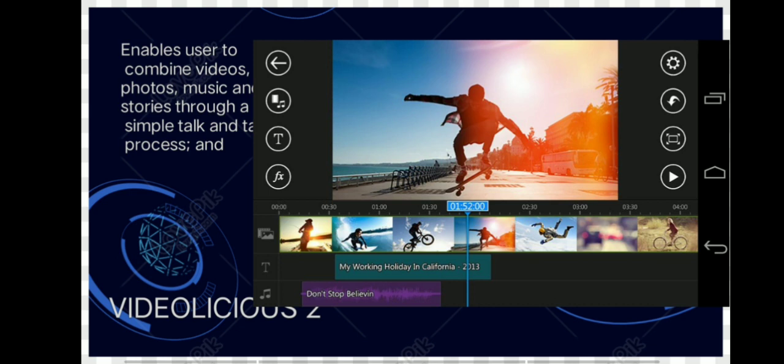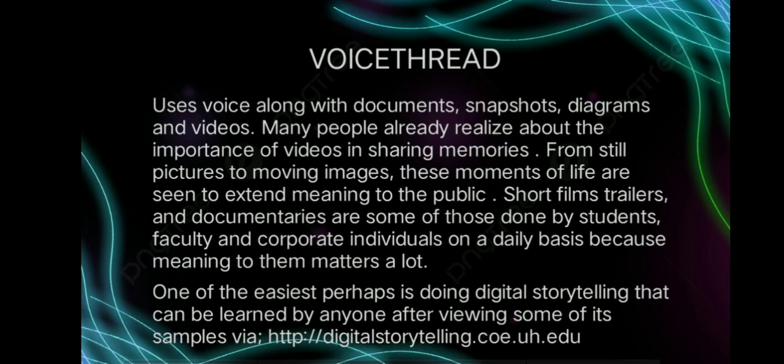Visualicious 2 enables users to combine videos, photos, music, and stories through a simple talk and tap process. Based on my research, Visualicious 2 is a cloud-based platform that assists businesses with video automation, creation, and editing for B2B sales and marketing purposes. It offers a variety of other features such as messaging, customizable branding, performance metrics, real-time feedback, audio mixing, and analytics. Visualicious 2 is a video editor app with features for sales, social media, and real estate.